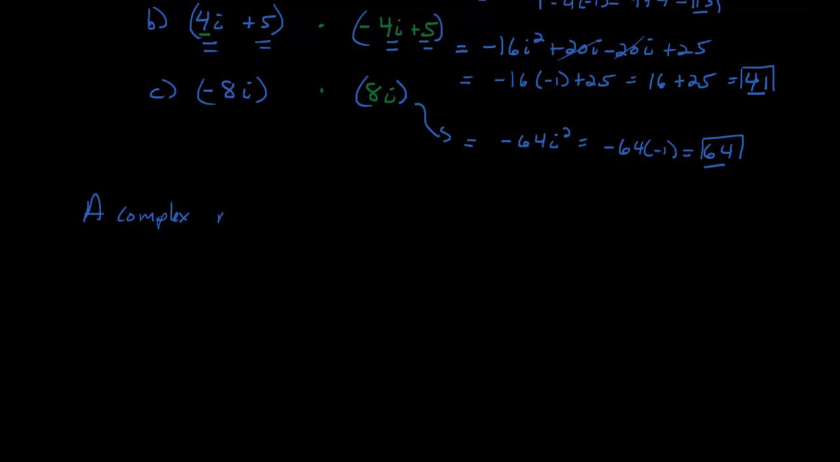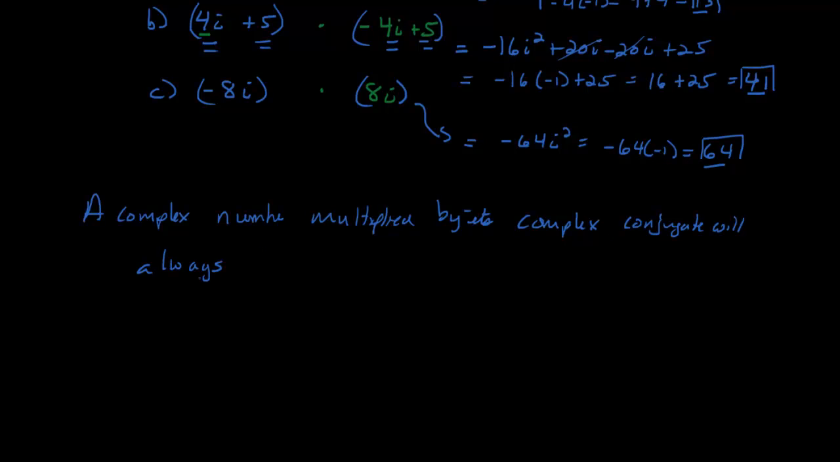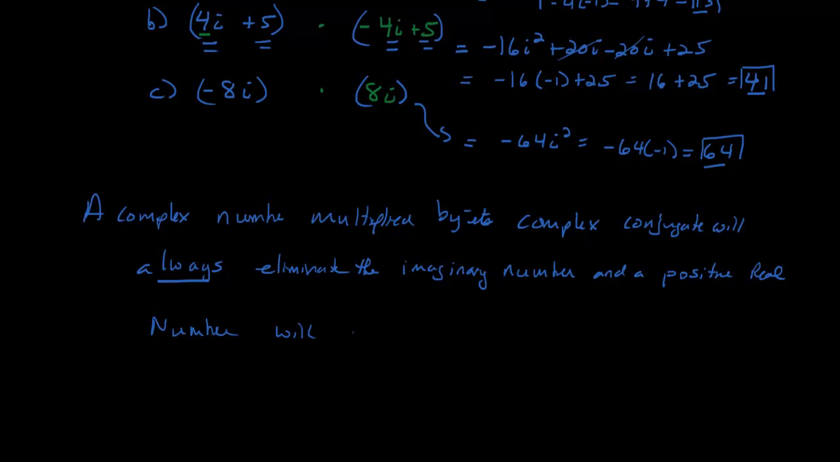So a complex number multiplied by its complex conjugate will always, and there are not a lot of absolutes in math, but will always eliminate the imaginary number, and a positive real number will remain. That's one of those interesting characteristics about complex conjugates and complex numbers: the imaginary portion disappears when multiplied together, and you're left with a positive value at the end. And this is the tactic we're going to use in order to divide complex numbers. So let's go back to that division of complex numbers.